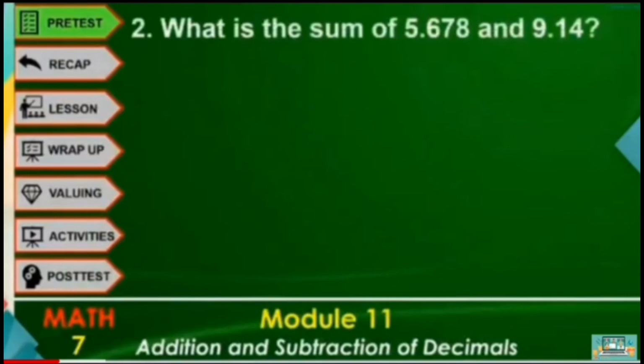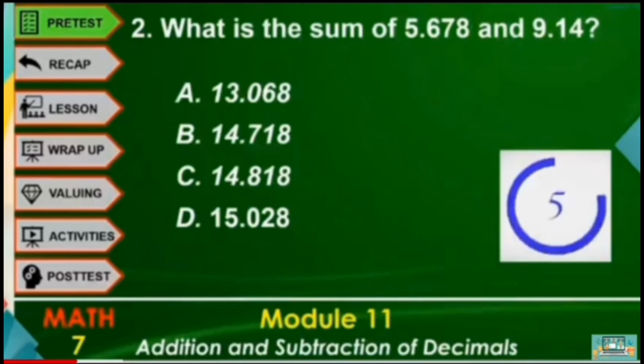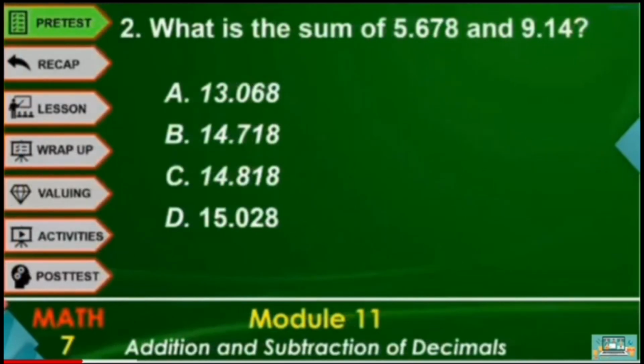Number 2. What is the sum of 5,678,000 and 9,014? A. 13,068,000, B. 14,718,000, C. 14,818,000, or D. 15,028,000. The correct answer is C, 14,818,000.